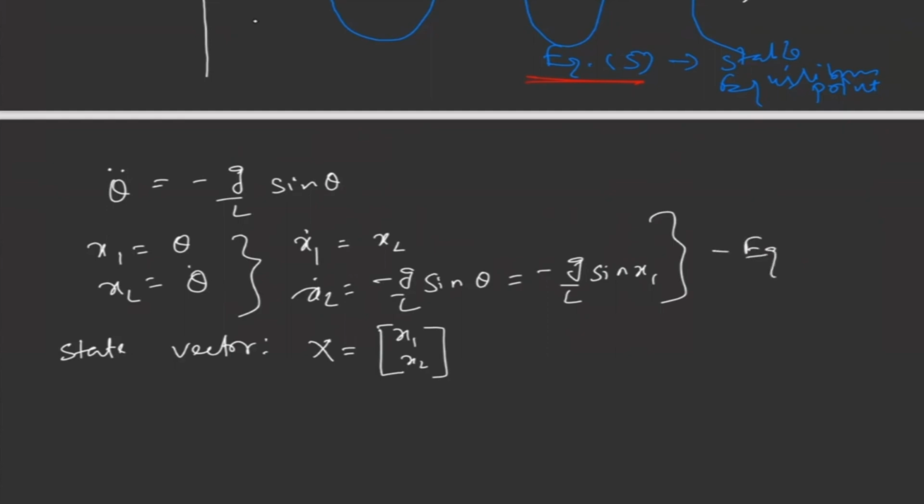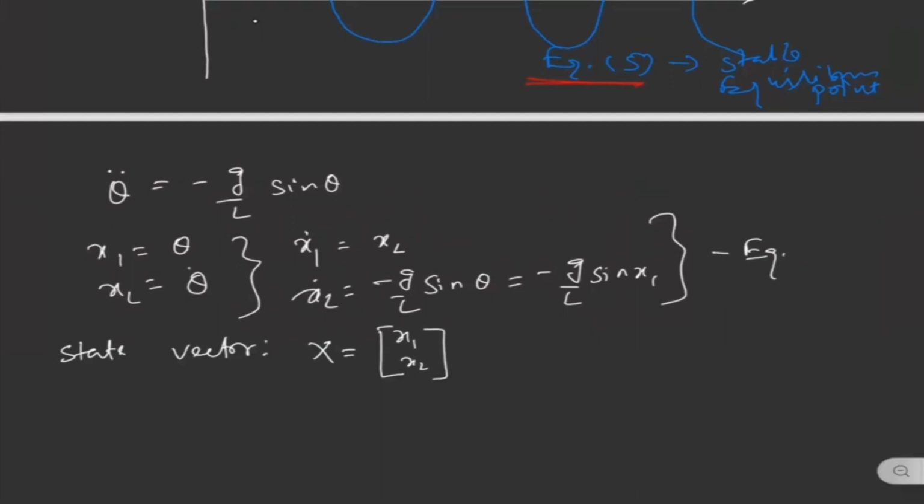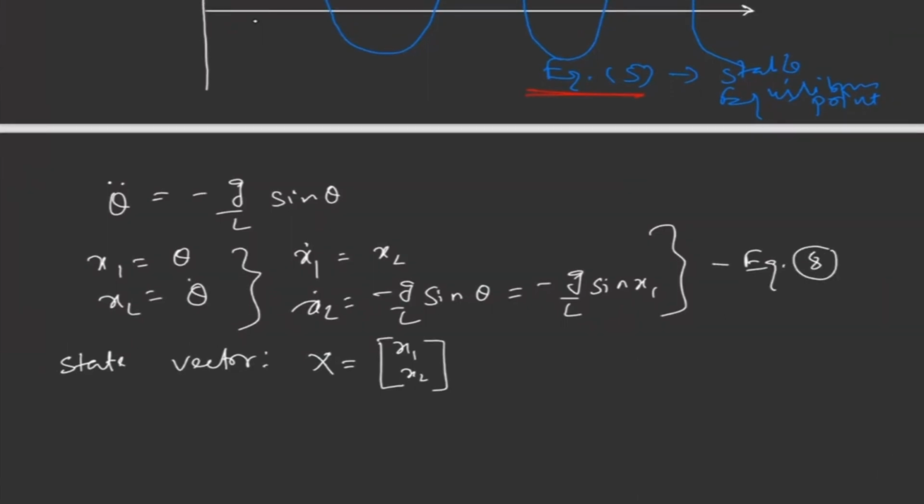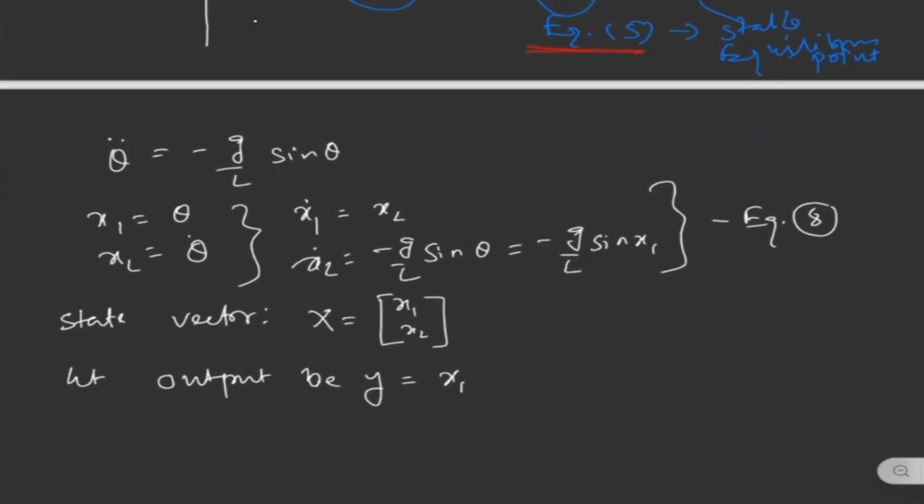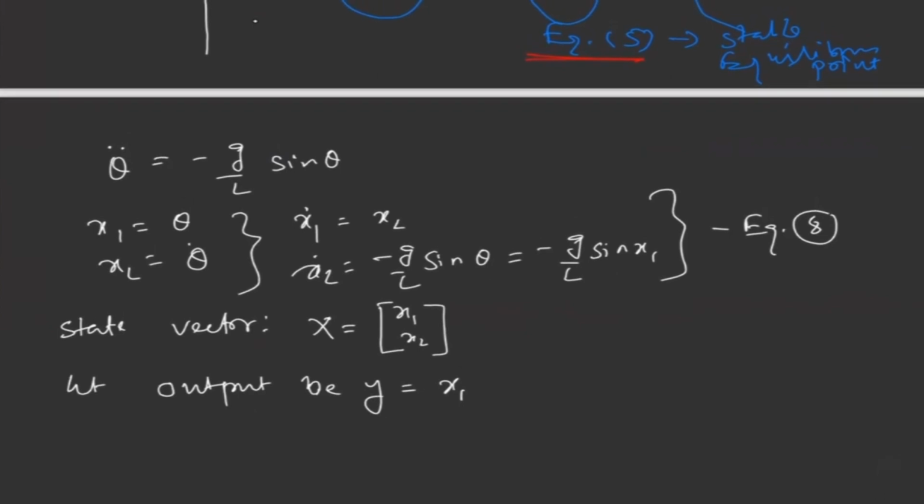Let me define this as equation number 8. And let the output be y equal to x1. If you go back to this equation, here x1 equal to theta. So theta basically evolves over time, how the system evolves as time proceeds. So here I can say x1 is my output for this pendulum system.